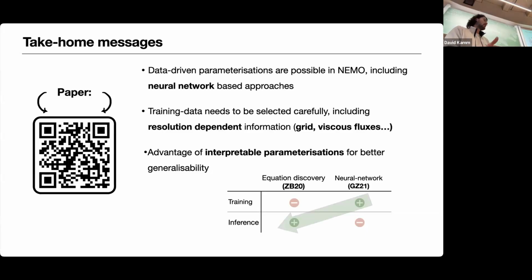explore and actually learn potentially new physics. You can just include the bathymetry and the grid as input parameters. It's quite straightforward to do. But in the long run, we should potentially also try to find interpretable parameterizations in order to get the benefits in terms of implementation and the runtime and inference.